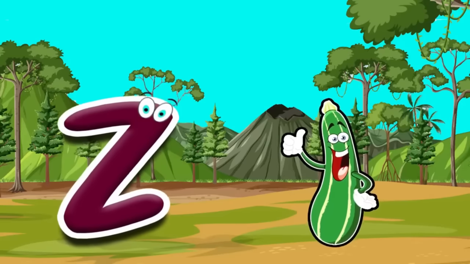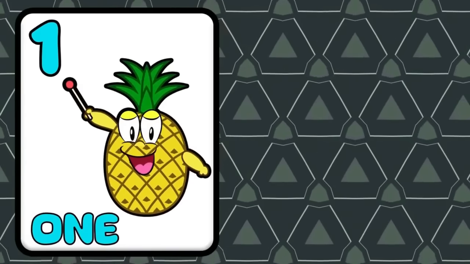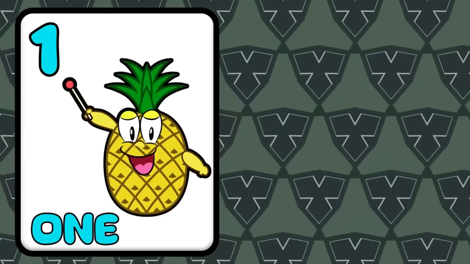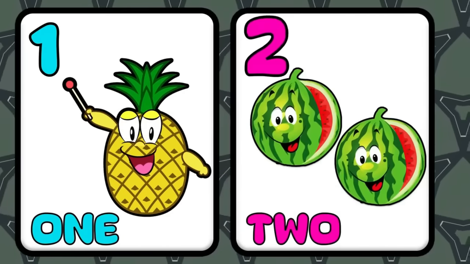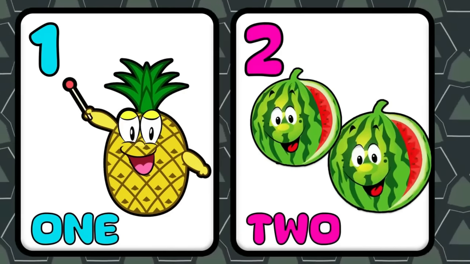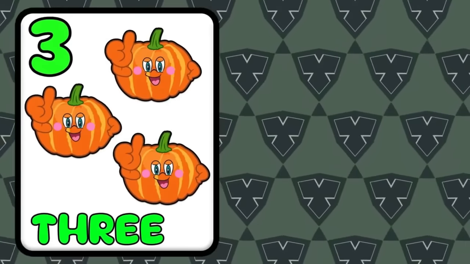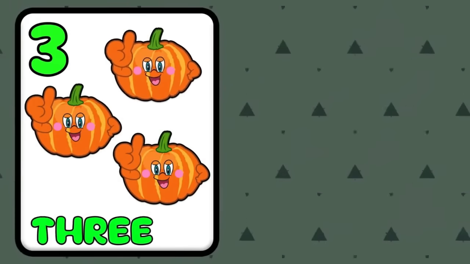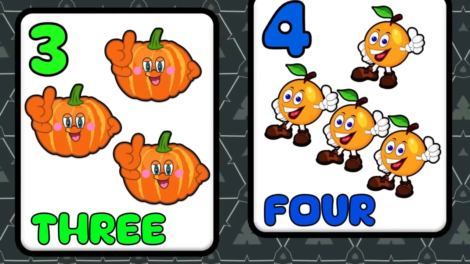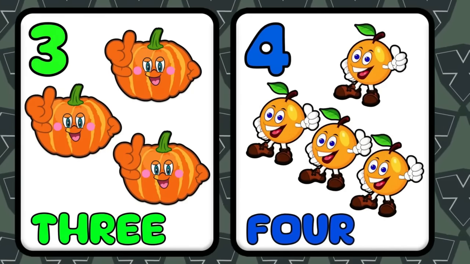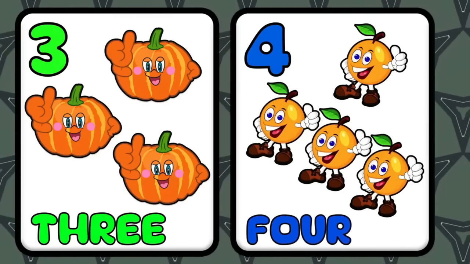Zucchini. 1. 1 pineapple. 1, O-N-E, 1. 2. 2 watermelons. 1 and 2. 2, T-W-O, 2. 3. 3 pumpkins. 1, 2, and 3. 3, T-H-R-E-E, 3. 4. 4 oranges. 1, 2, 3, and 4. 4, F-O-U-R, 4.